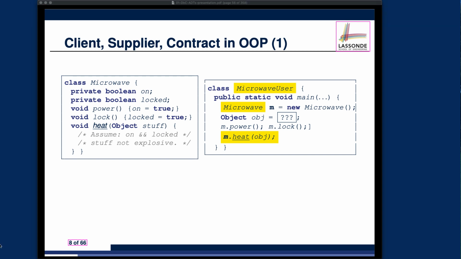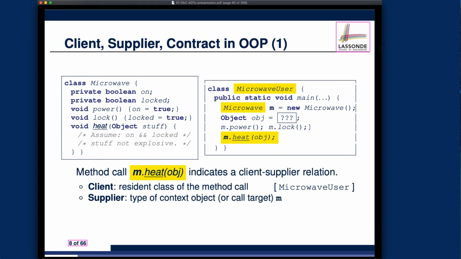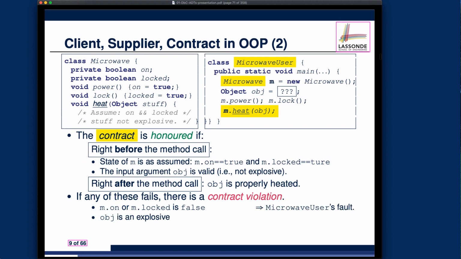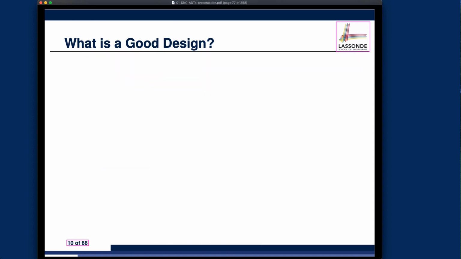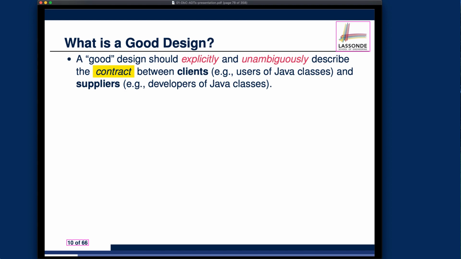Okay, so now finally, let me conclude by defining what design by contract is, because now we understand what a client, a supplier, and contracts are. So now we can talk about design by contract. What is a good design? A good design should be, because you always have clients versus supplier, you always have somebody who defines some service, and somebody else who is going to use this particular service. So you always have client and supplier.